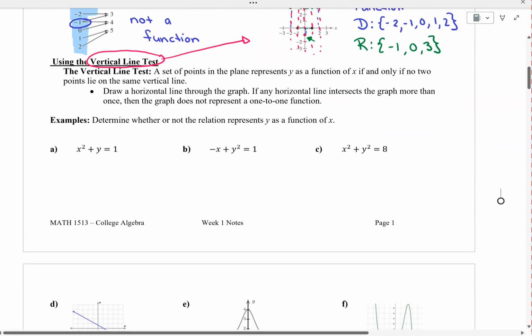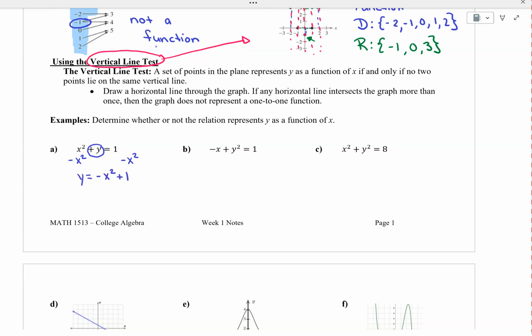So these next ones are determine whether or not the relation as an equation or a graph will be a function. So there's a couple different things that I would like to talk about here in case you have forgotten. One, see if you can solve the equation for y. So for instance, on A, to get y by itself, I would have to subtract this over. So y would equal -x² + 1.